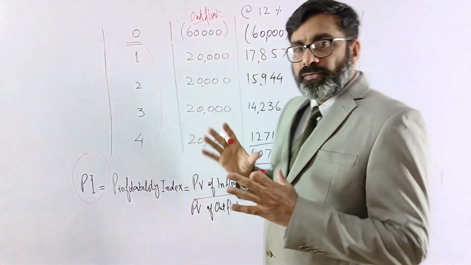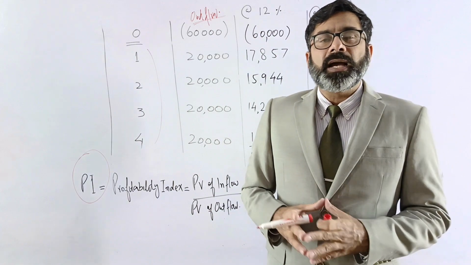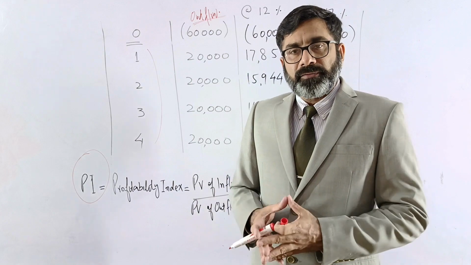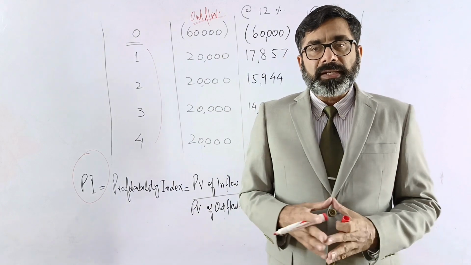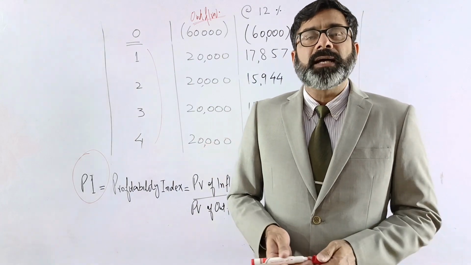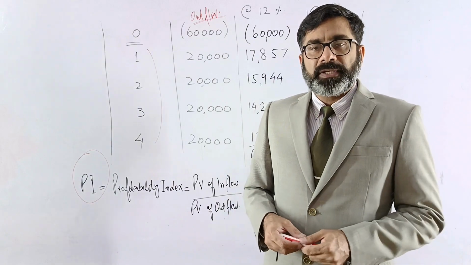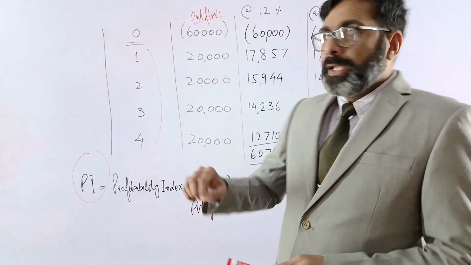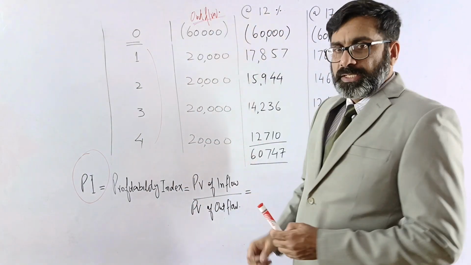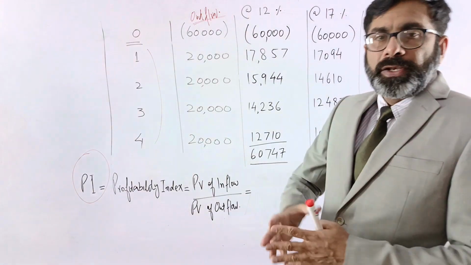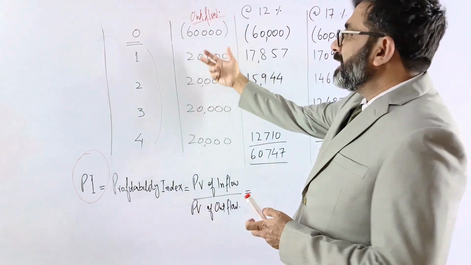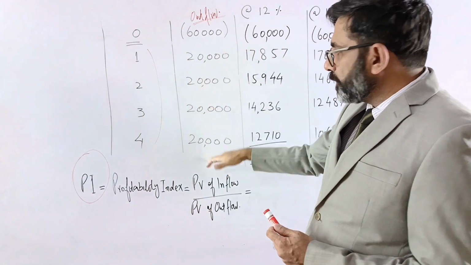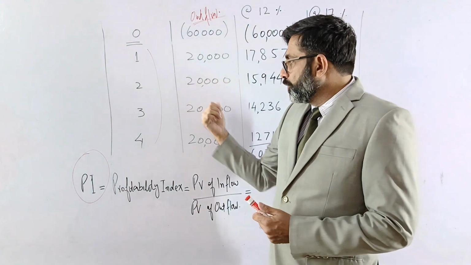Now we have some accounting rate of return, some required rate of return, some cost of capital. So different return rates are available. Normally the cost of capital, or the required rate, or simply the discount rate, is what we use here. Let's say we are using a 12% discount rate, or required rate of return. We will discount all these values and see the present value of this 20,000 for the year end of 1, 2, 3 and 4.